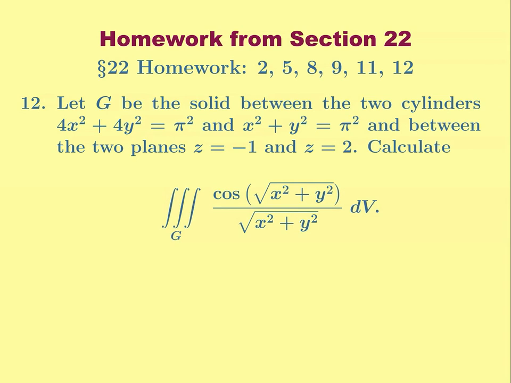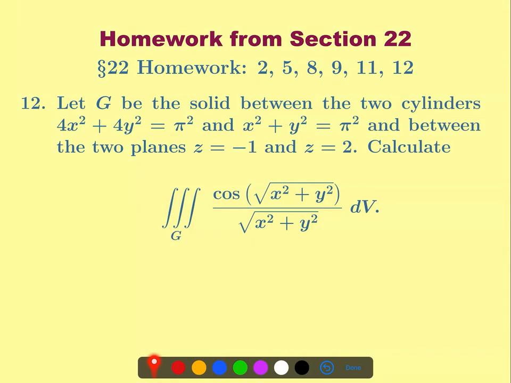The last problem we want to look at is problem 12 from this homework assignment. Here, the integral looks kind of messy, but the solid that we're integrating over, this G, does not look too bad because z is just between -1 and 2. So this will be the bottom and this will be the top. And we just have cylinders.